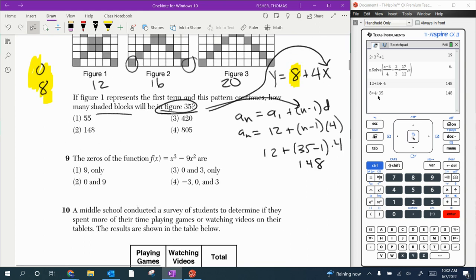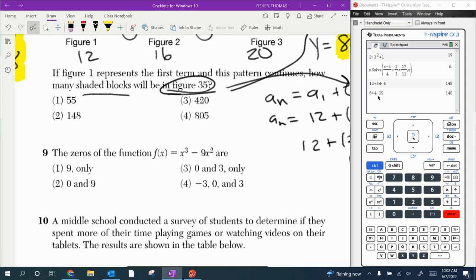For number 9, this is a cubic function, but we're going to use what we know about quadratics in order to solve it. I know right off the bat it's going to have 0 as one of the roots, one of the zeros, because if you look at this function, there's a GCF of x squared. So it'd be x squared and then x minus 9. So 0 would work right here to make it equal to 0. So it can't be the ones without 0. So choice 1 is gone.